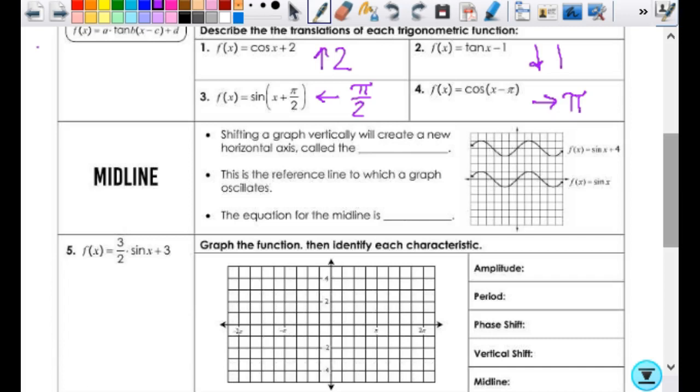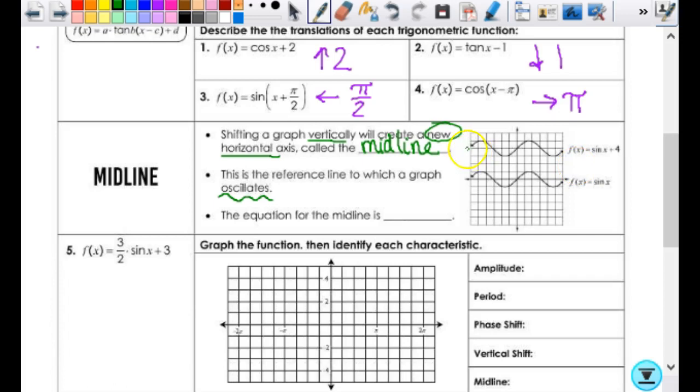So it says shifting a graph vertically will create a new horizontal axis called the midline. Okay, the midline. M-I-D-L-I-N-E. This is the reference line to which a graph oscillates. This is an oscillating type of thing. So if you look over here, this is sine of x. This is sine of x plus 4. So it just got shifted up 4.